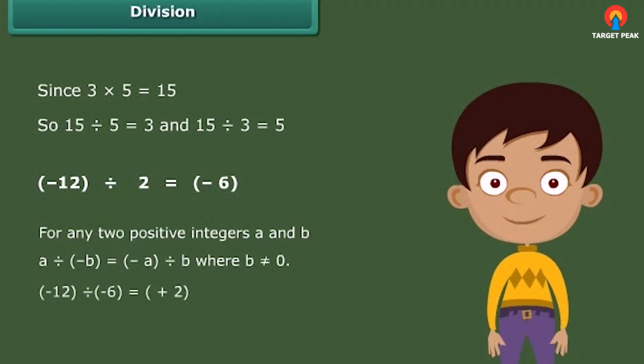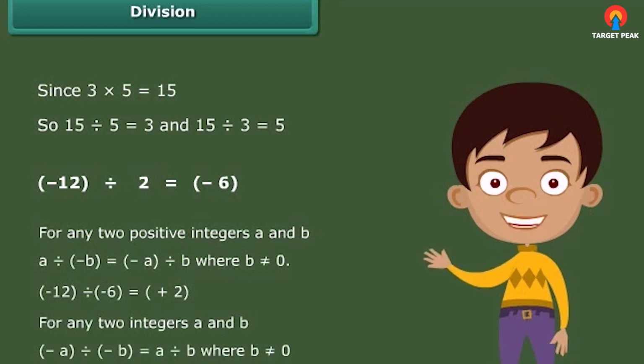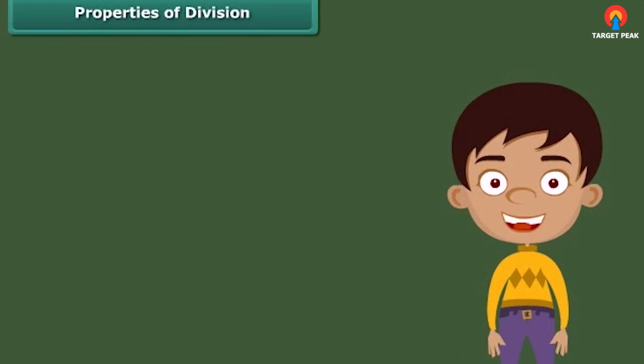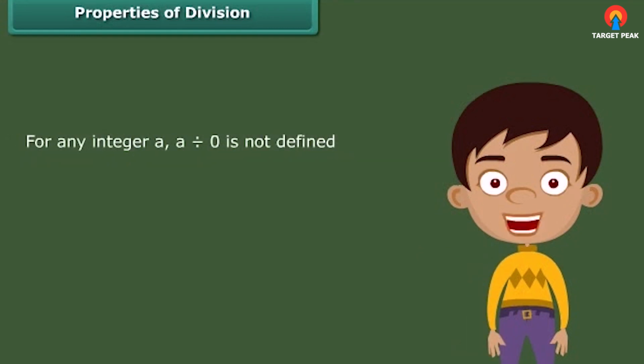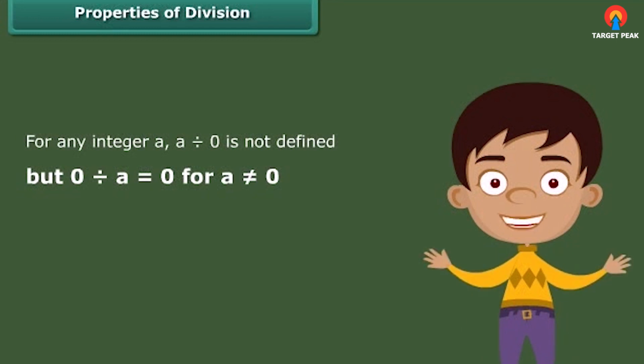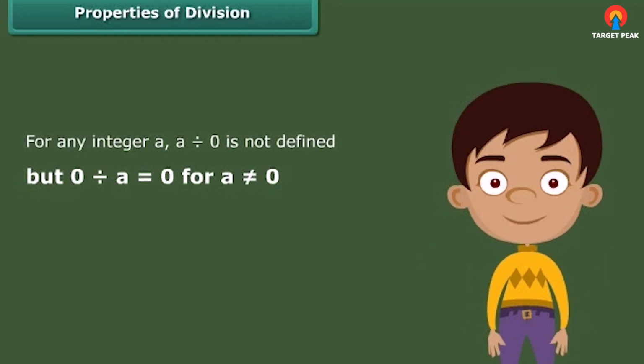When we divide a negative integer by a negative integer, we first divide them as whole numbers and then put a positive sign. In general, for any two integers a and b, minus a divided by minus b is equal to a divided by b, where b is not equal to 0. Division is not commutative for integers. For example, minus 8 divided by minus 4 is not equal to minus 4 divided by minus 8. Any integer divided by 0 is meaningless, and 0 divided by an integer other than 0 is equal to 0.